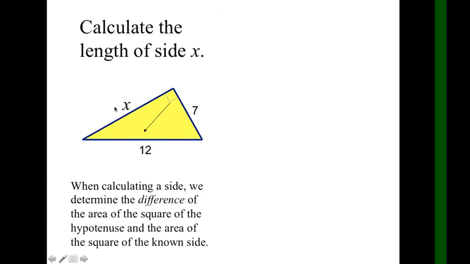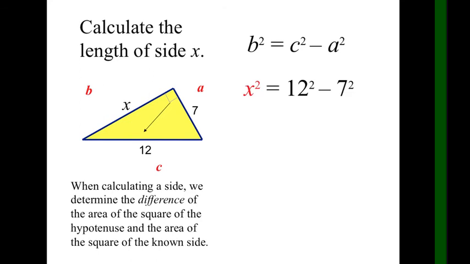So when calculating a side, we determine the difference of the area of the square of the hypotenuse and the area of the square of the known side. So we will get the difference now. So we have b squared equals c squared minus a squared. So titingnan natin yung difference ng dalawang area. We have 12 squared minus 7 squared. So we have 144 minus 49, and that's 95.